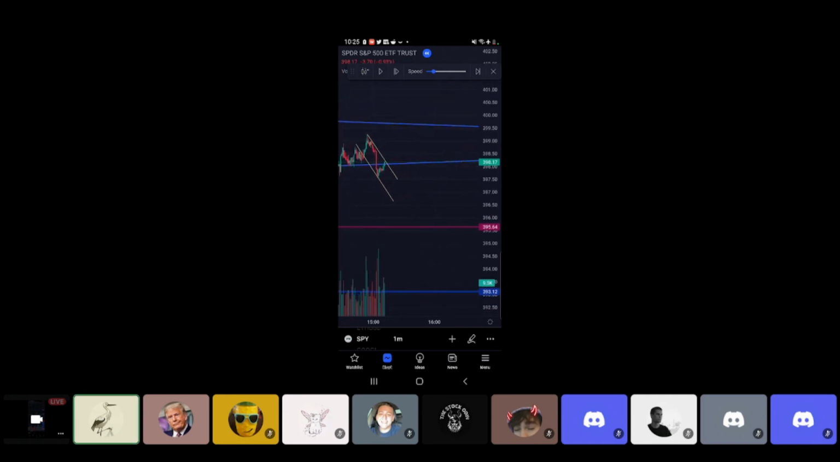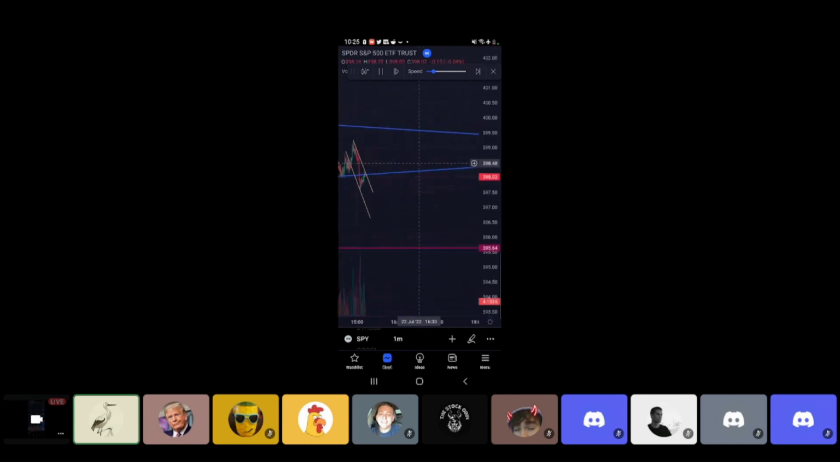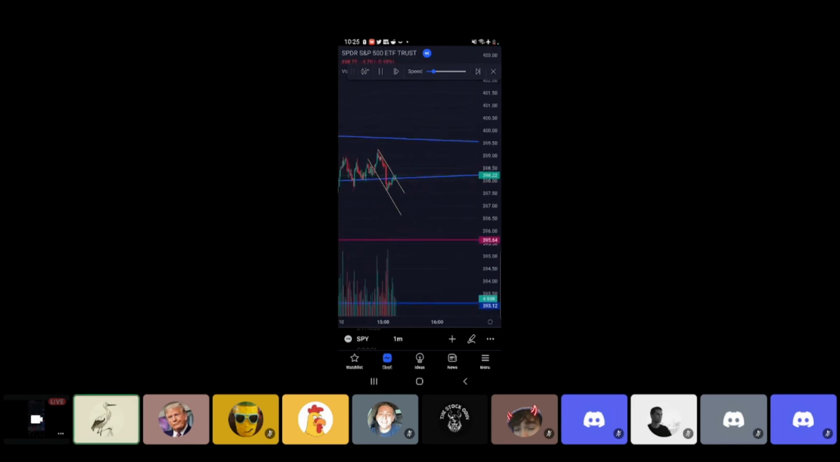Yeah, so you just draw these lines in, and you get your entry points and exit points based on the channels that it's creating, and in resistance and supports that you could play off those channels. And that's the most important thing you could do. That was a bad drawn line channel, but yeah.